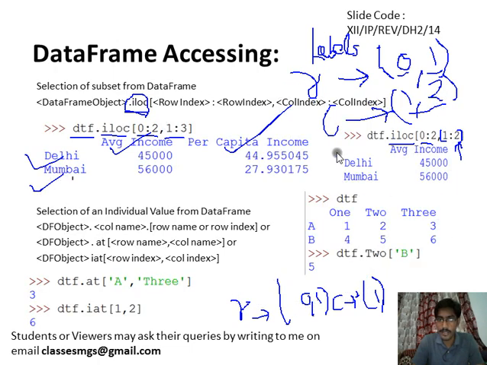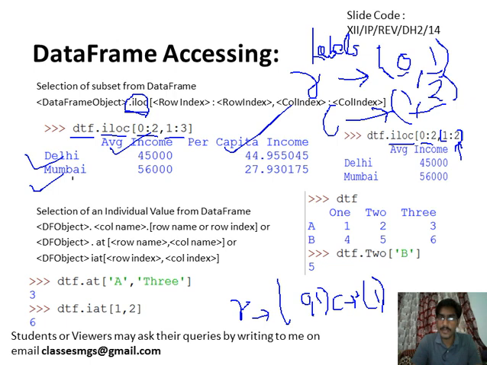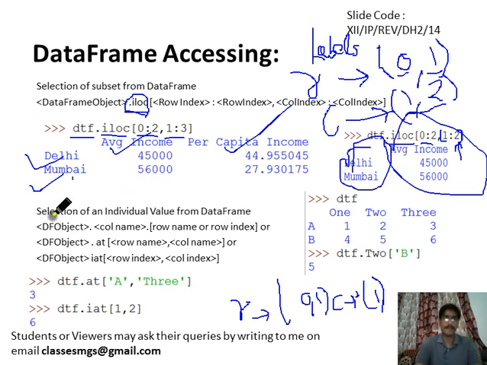So what will be the output? Delhi and Mumbai average income is selected. Okay, actually the first column will be average income, because 0 is the index number of the population column. That's why average income will be selected. Sorry, I interpreted it in the wrong way. So the output will be the average income column and the Delhi and Mumbai rows. Okay, so this is the example of iloc. Keep that in mind.